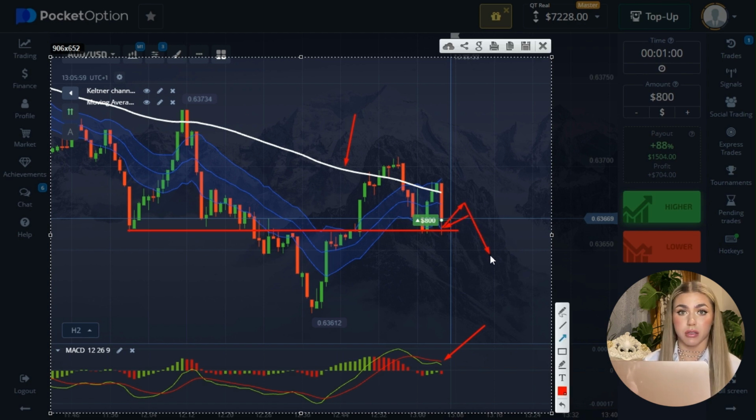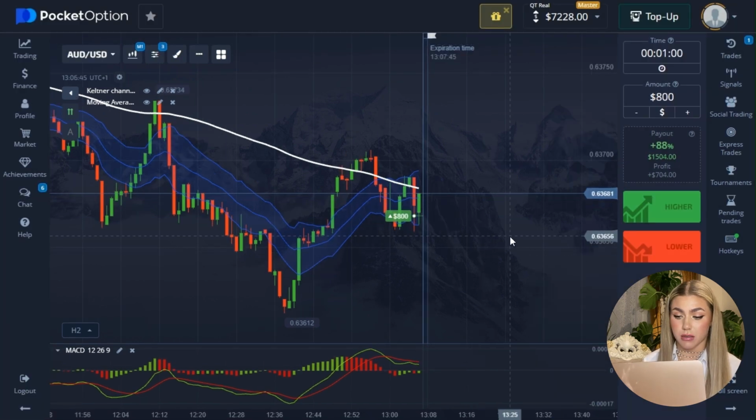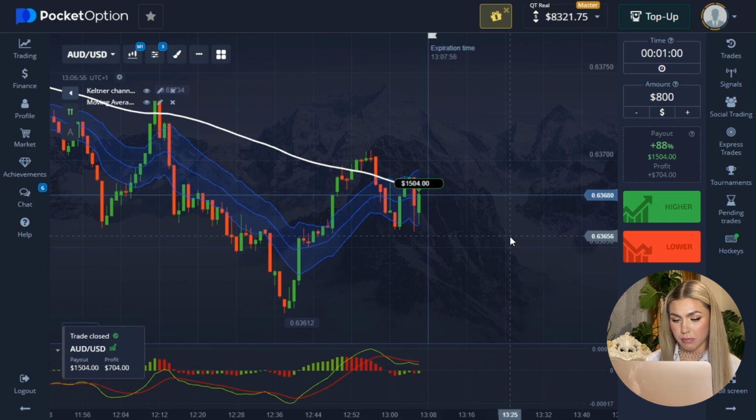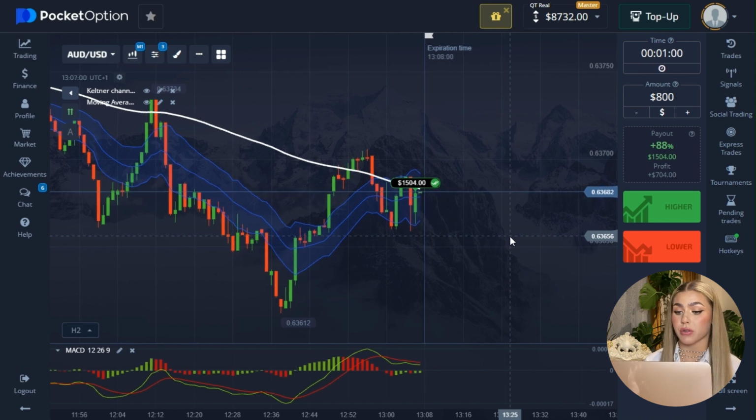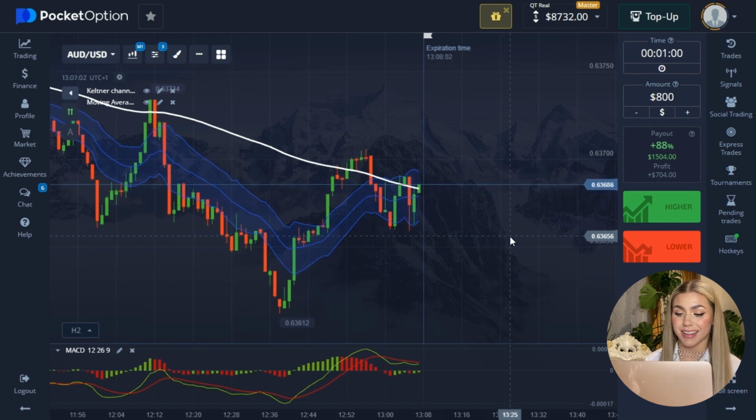So today we'll talk about expiration, and let's start with the basics. Many beginners ask, what is it? And how to work with it? What kind of stopwatch is it that times the deal? Alright, the first deal brings $704 to the deposit. Great start. Let's continue about expiration.